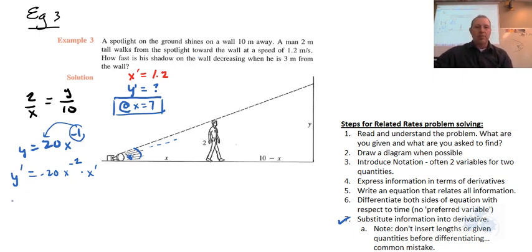So y prime, trying to find. Good. Let's just leave that there. Negative 20. Now, do we know what x is at this point in time? Yes. x is 7. We've already figured that out, right? 10 minus 3 is 7. That's to the negative 2. x prime is 1.2. So you just fill everything in, and then you evaluate it.